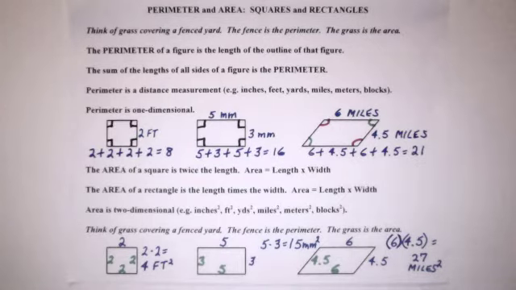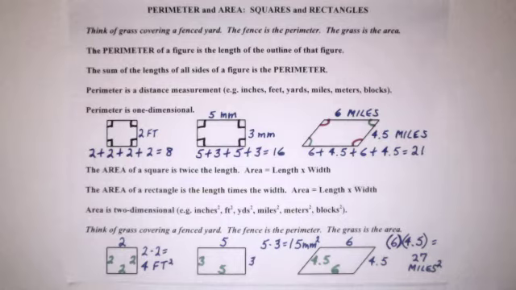Let's look at this square. You can be given a square that has 2 feet on one side. You don't need to be told what the other sides are. By definition, a square has sides that are equal. All of the sides of a square are equal. If I'm told this is a square and this side equals 2 feet, then every side equals 2 feet.